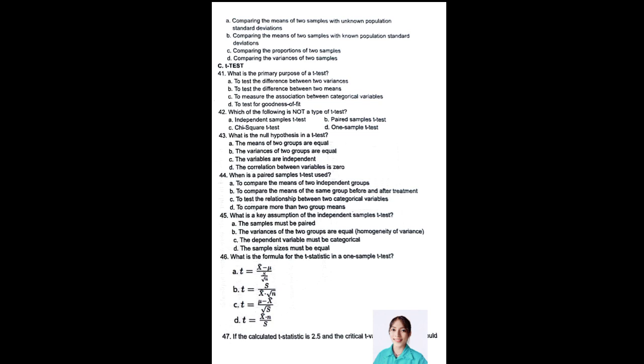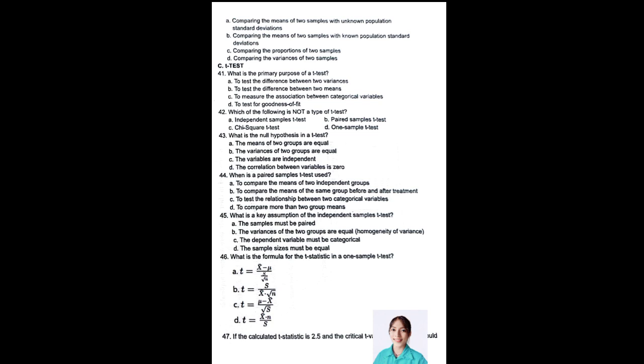Number 45. What is a key assumption of the independent samples t-test? The key assumption of the independent samples t-test is that the variances of the two groups are equal. So that's option B.